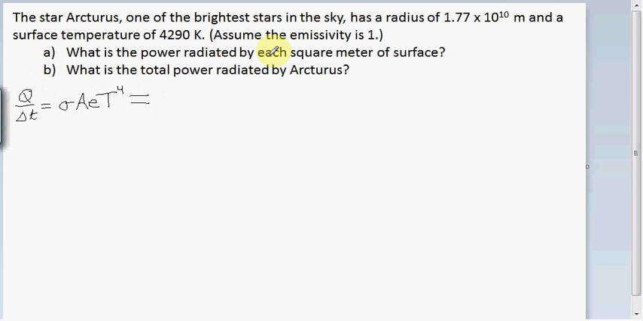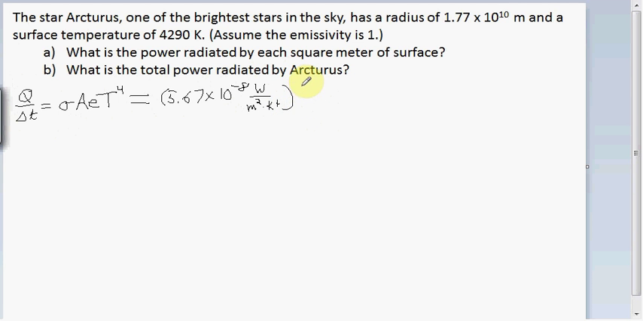So let's see what we've got here. We're trying to calculate the power radiated by each square meter. So power, that's what this Q over T is. And remember, power is energy divided by time, the heat per time. So sigma, that's our Stefan-Boltzmann constant, or as I like to call it, the 5.67 times 10 to the minus 8 constant, in watts per square meter Kelvin to the fourth. A lot of these constants are going to have weird units.